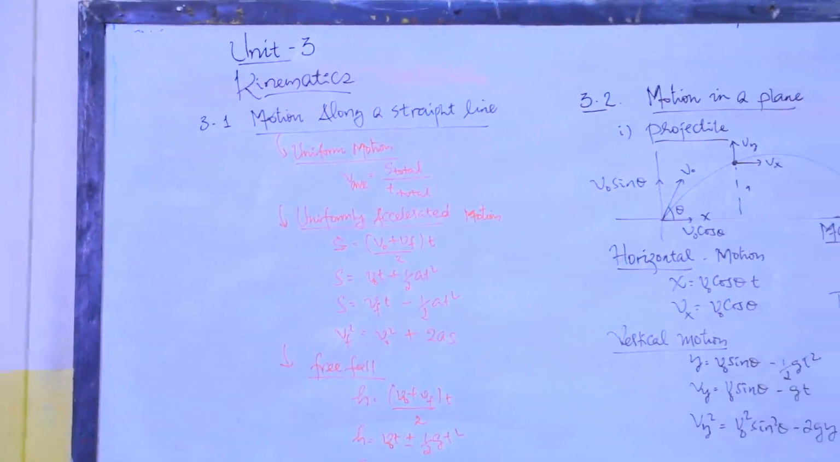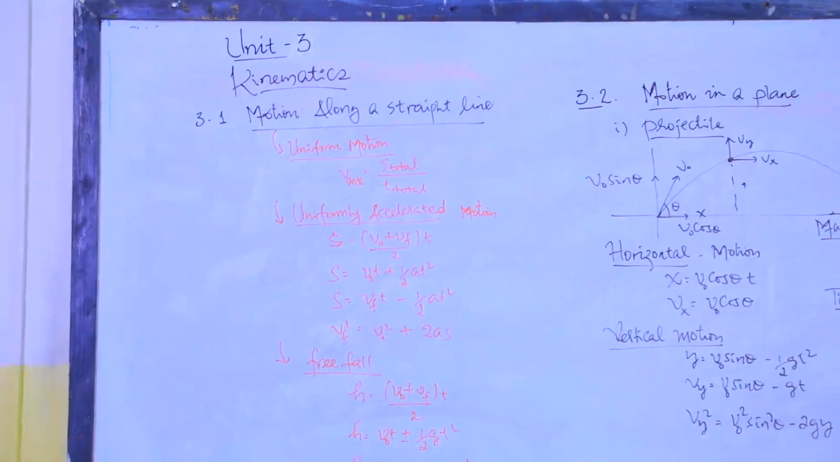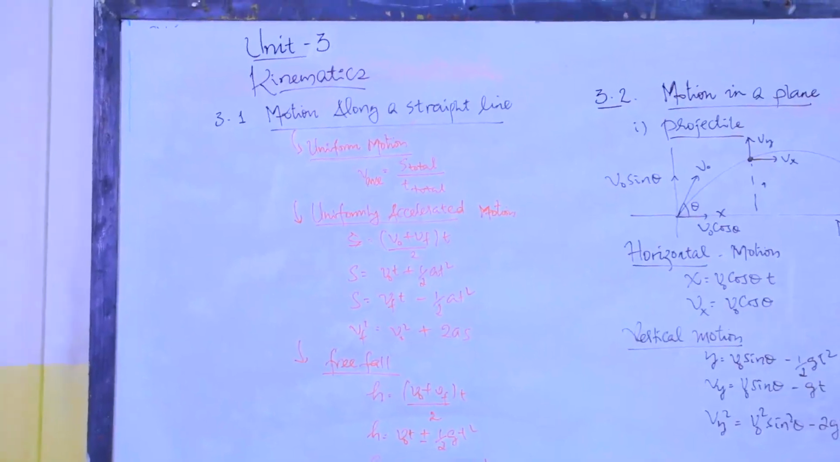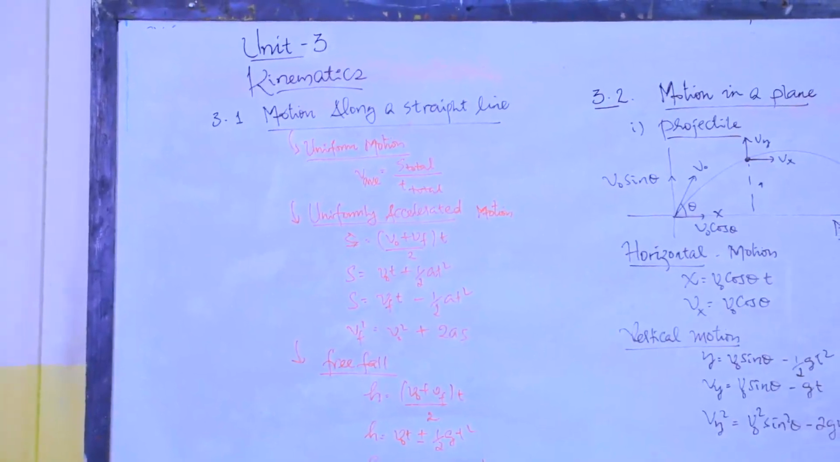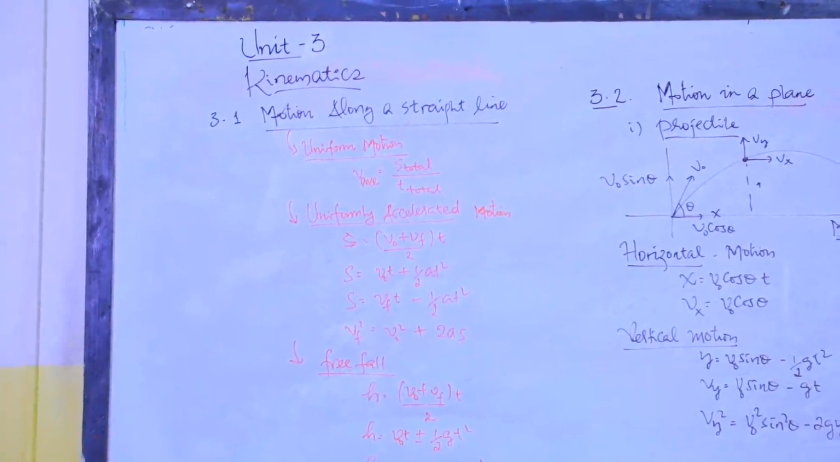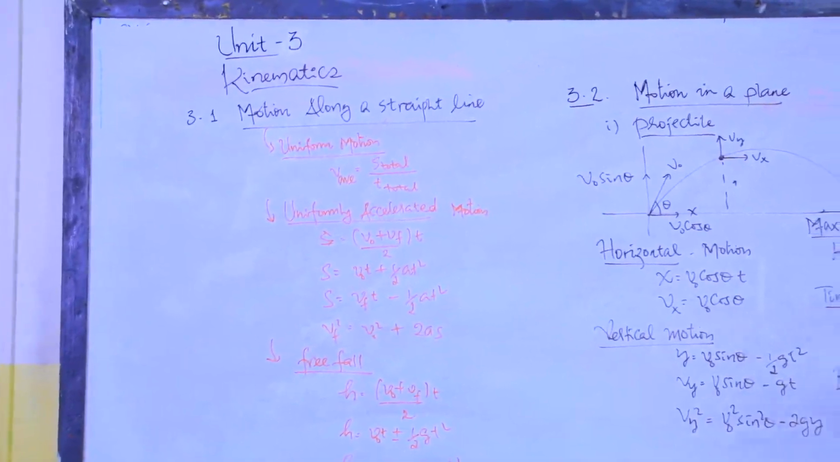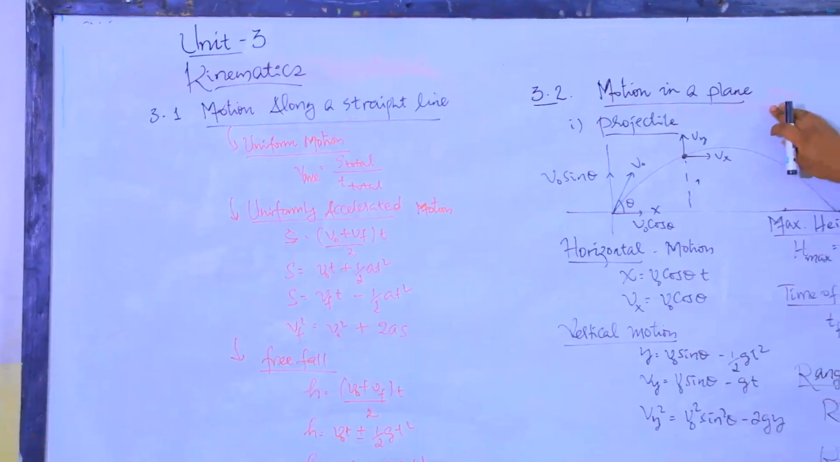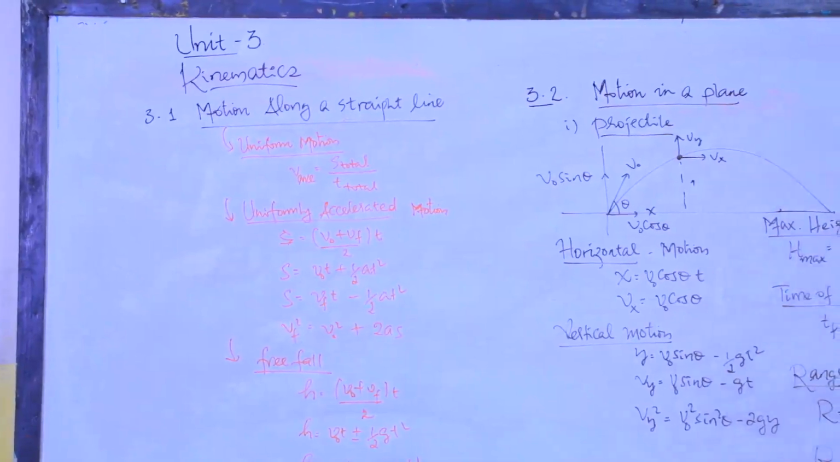So in this unit we have two main parts. The first one is motion along a straight line or rectilinear motion, or we can call it motion in one dimension. And the second part is about motion in a plane, curvilinear motion or motion in two dimension, okay?